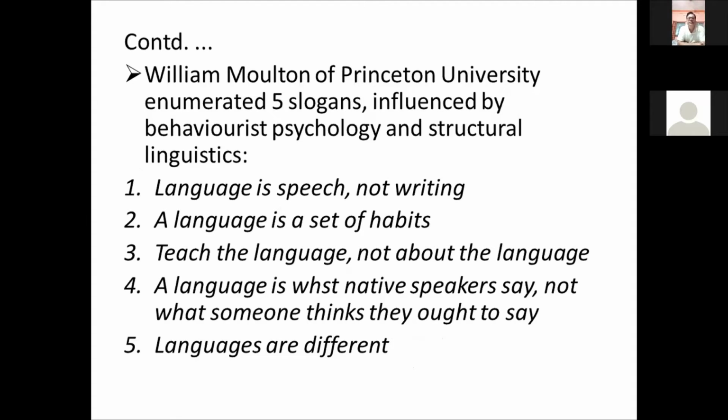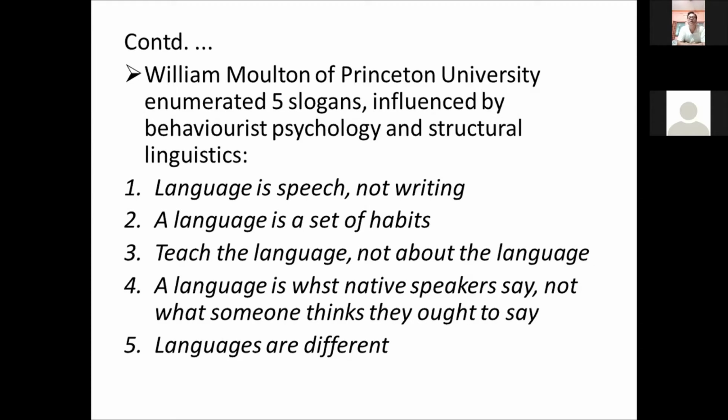Now, in my third slide, this method was based on 5 slogans which were enumerated by William Moulton of Princeton University. These 5 slogans formed the basis of the audiolingual method, and these slogans were influenced by behaviorist psychology and structural linguistics. Now, these 5 slogans were as follows.